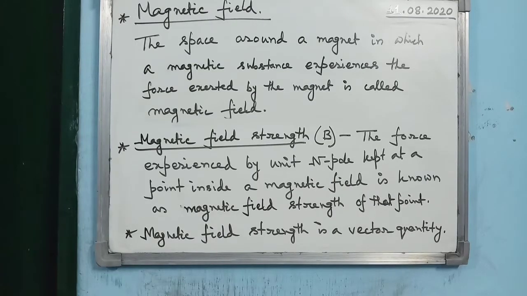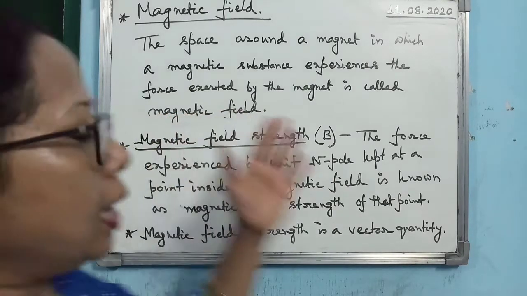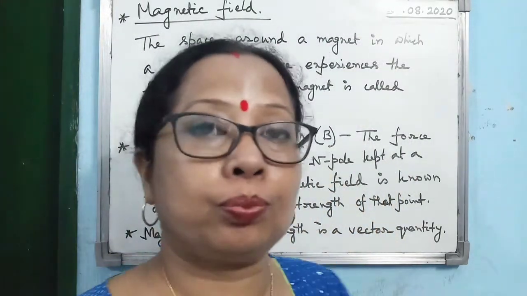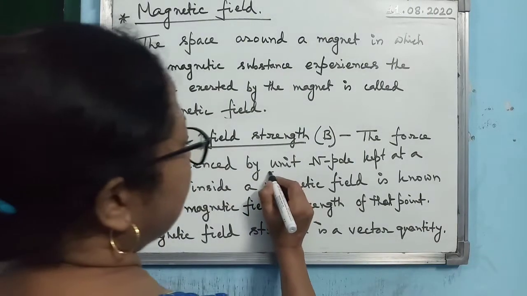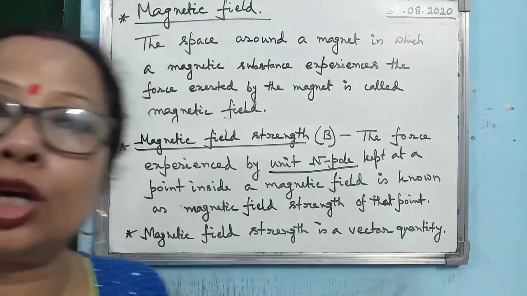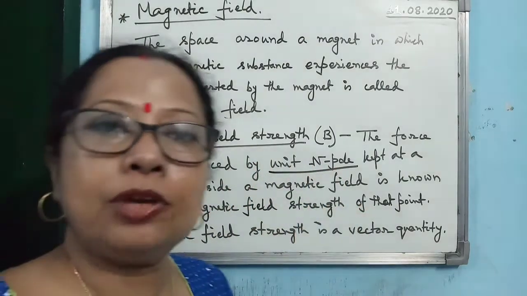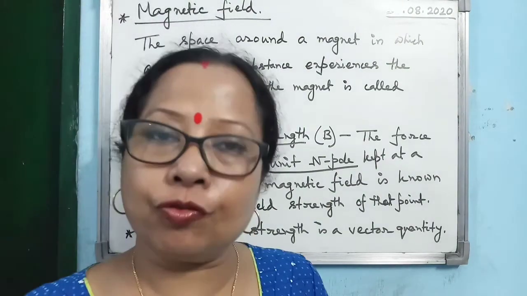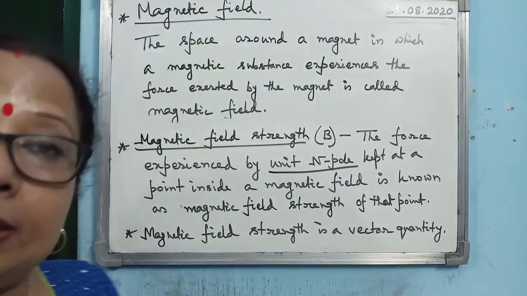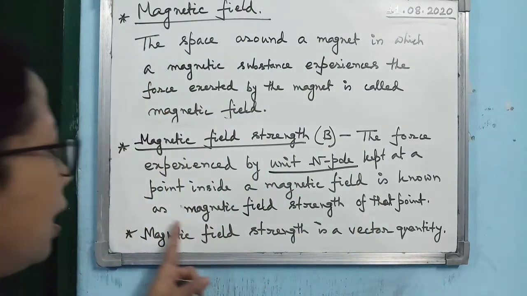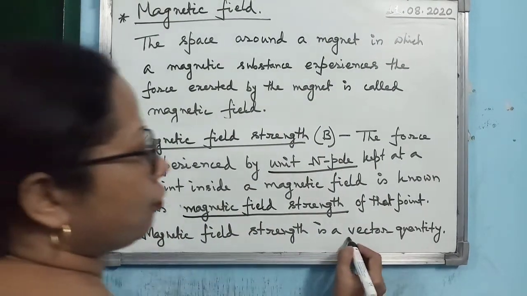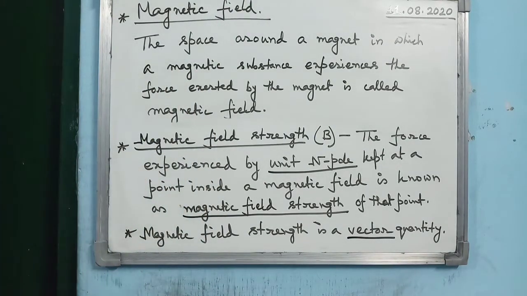Now, the question is how you can find out the magnetic field. You can find out the magnetic field by keeping a unit north pole. This is the point you have to remember, that all the definitions in magnetism, we define in terms of unit north pole. So, if you keep a unit north pole at a point inside a magnetic field, then the force experienced by the unit north pole within the magnetic field is known as the magnetic field strength of that point. And remember that magnetic field strength is a vector quantity.